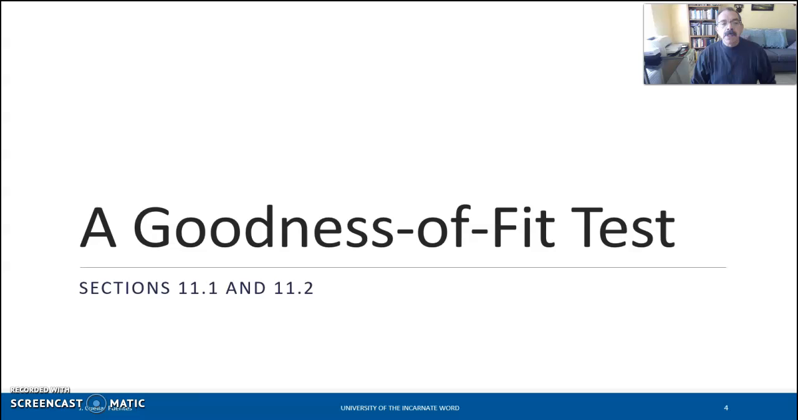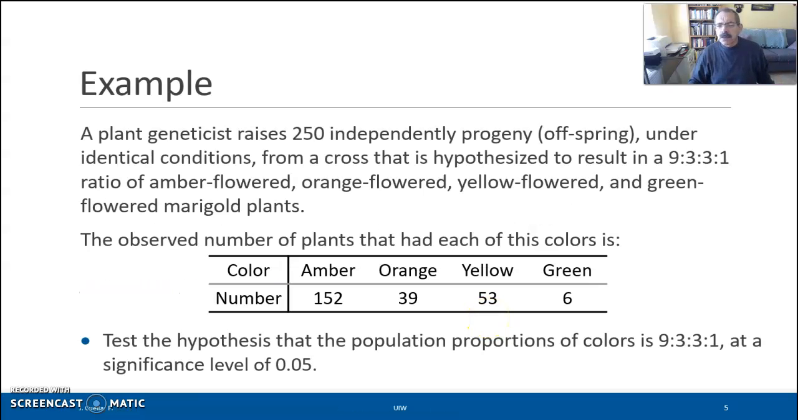All right, so let's talk about the goodness of fit test. This is covered in sections 11.1 and 11.2 of your text. And I should be clear that this is one of the many goodness of fit tests. So this is one of the possible tests that you can have. When we talk about chapter 13, we'll talk about the goodness of fit test of a linear model to the data. So here we're talking about the goodness of fit test for a multinomial distribution, and we'll see what that is. All right, let's start with an example.